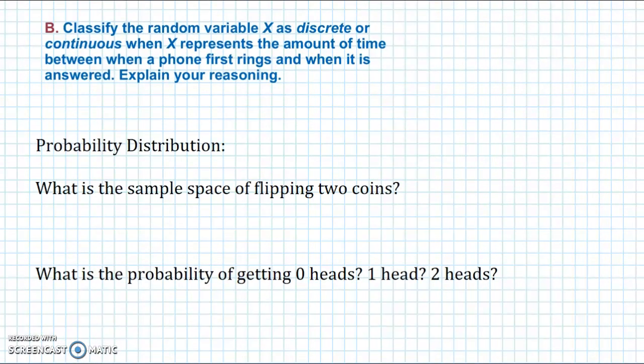This next one says classify as discrete or continuous when x represents the amount of time between when the phone first rings and when it is answered, and explain your reasoning. So that can be a continuous because again, there's not a fixed stopping value. You can always keep thinking of it in terms of like sub-intervals of the larger set. So this would be a continuous random variable.